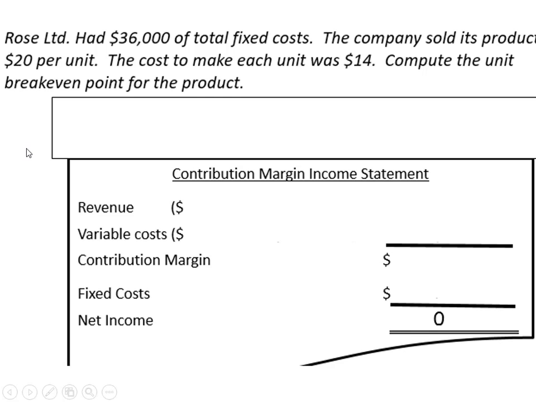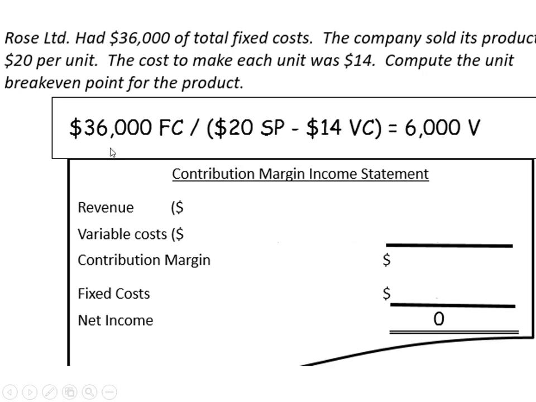Let's take a look at this calculation. Rose Limited had $36,000 of fixed cost. The company sold its product at $20 a unit, so we know our selling price. The cost to make each unit is $14, so that's our variable cost. Compute the unit break-even point for the product. So again, we can use our formula.